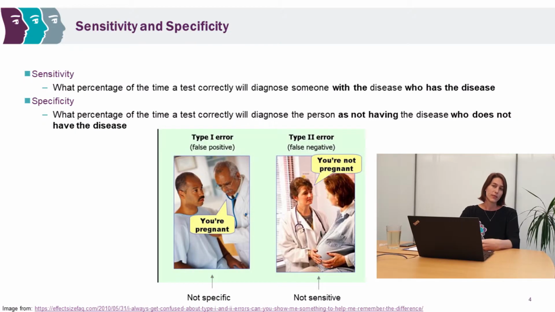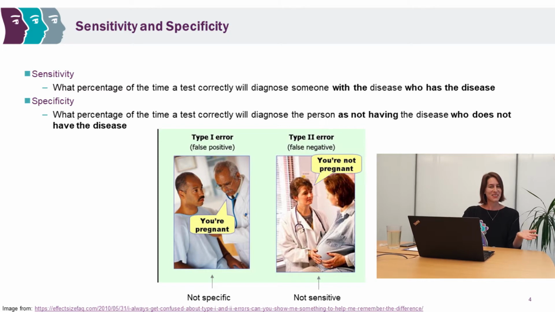So when we talk about diagnostics, you might hear a few terms often bandied around. These are sensitivity and specificity. Sensitivity refers to what percentage of the time a test will correctly diagnose somebody with the disease who has the disease. Specificity is the percentage of time a test will correctly diagnose a person as not having the disease when they actually do not have it.